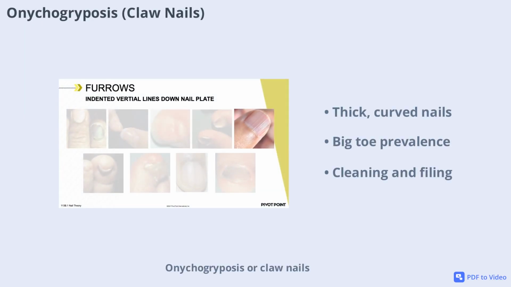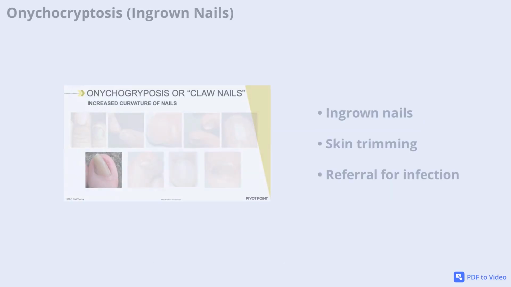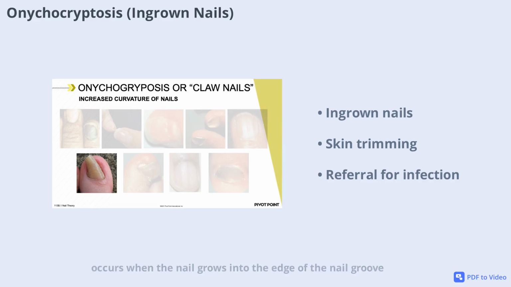Onychogryposis, or claw nails, involves increased thickness and curving of the nail, often occurring with age or injury. Most commonly seen in the big toe, severely deformed nails may require removal by a physician. Cleaning under the free edge and careful filing can help manage this condition. Onychocryptosis, or ingrown nails, occurs when the nail grows into the edge of the nail groove, cutting the skin or becoming deeply embedded and infected. Tight shoes or improper filing can contribute to this problem. Soften the skin and trim the nail carefully and refer to a physician if infection or severe embedding occurs.